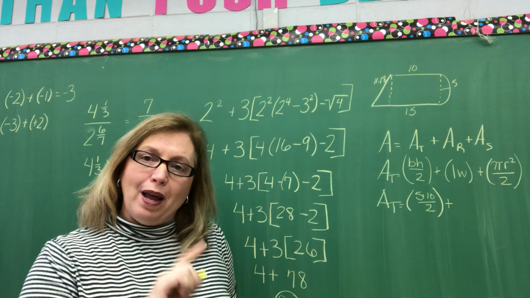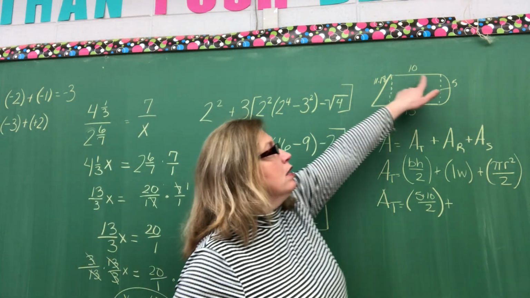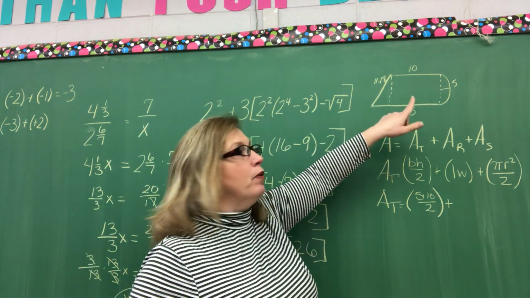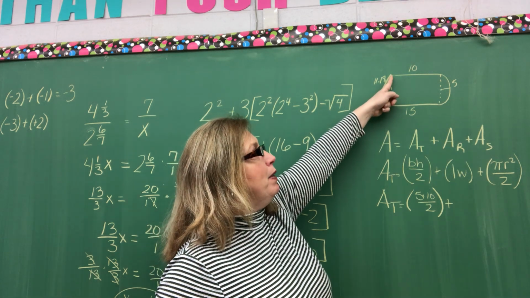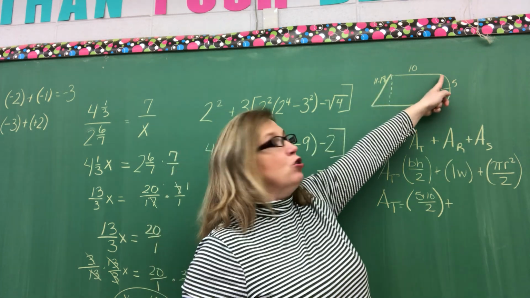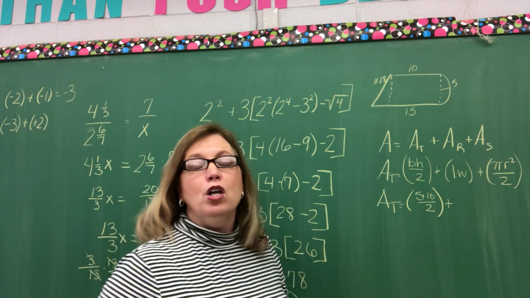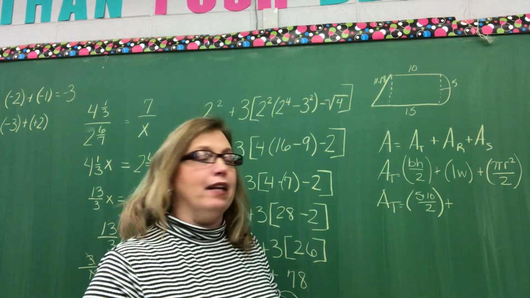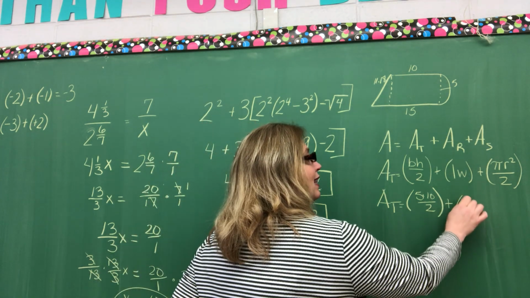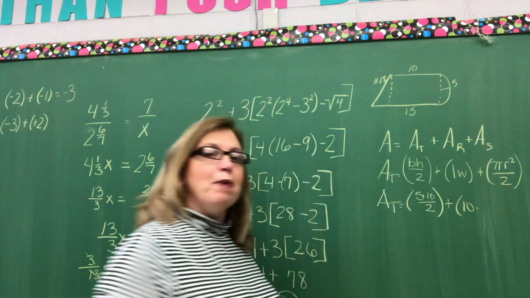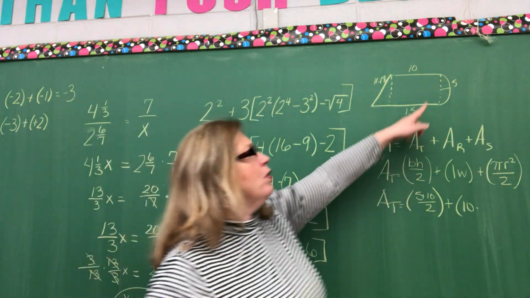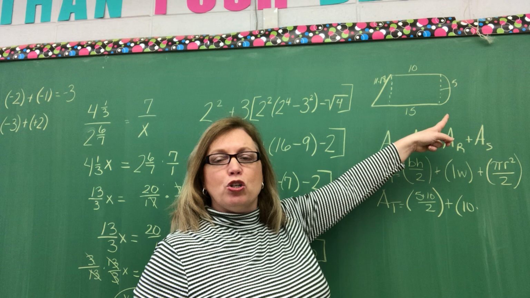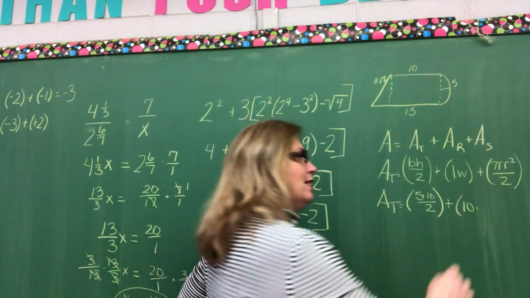Now, look at your rectangle. What is the length and the width? Now remember, it only goes from the peak of the triangle to the starting of the semicircle. So it's going to be 10. We know that the length is 10. What about the width or the height of it? Well, it's going to equal the diameter of my semicircle, which is 10.